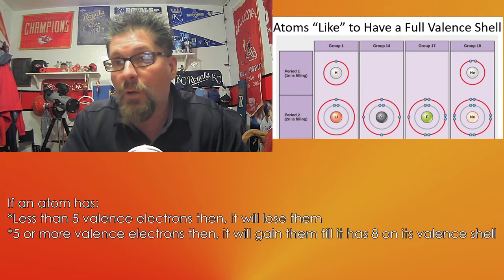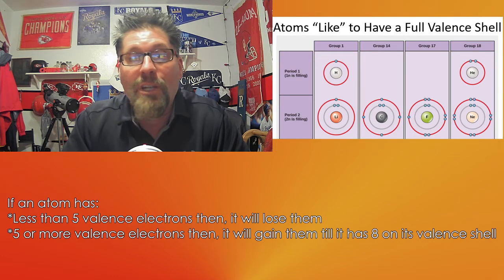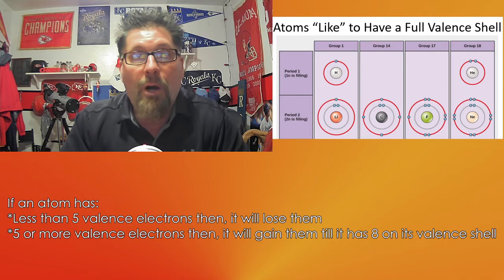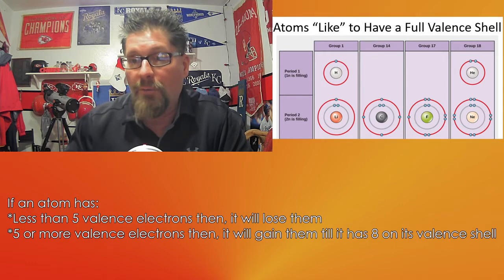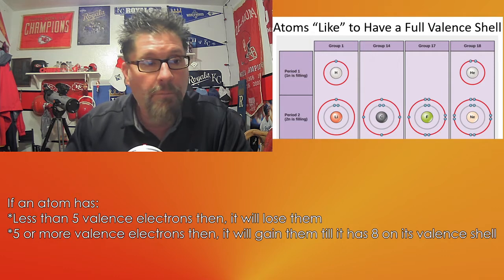The last one, neon, as you can see, has 8 valence electrons on its valence shell, so it has a full shell. It will not bond. It's part of those noble gases that do not bond with things because they have a full outer shell.